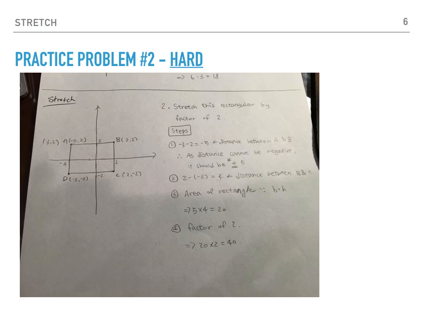To pick back up, for step number 2, we're going to use the distance between B and C using the distance formula, and then we'll use the area of a rectangle formula, which is base times height. In this case, the base is 5 and the height is 4, so that's 20, and a factor of 2 gives 40. So we're making everything bigger by 2. You're actually stretching it. You're making it longer, making it taller, but the same proportions.